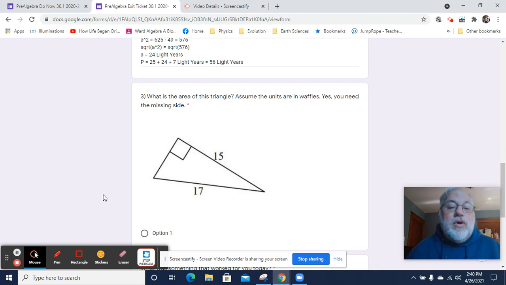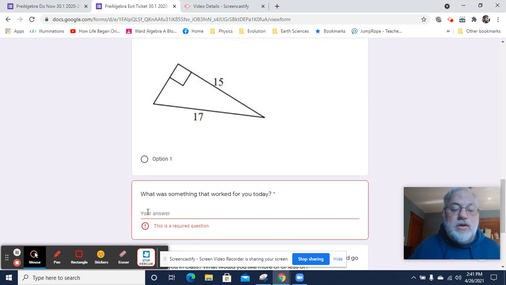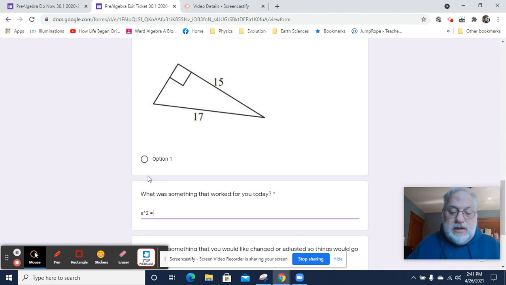Now we're going to measure the area of this triangle in waffles, and they're square waffles, of course. So you do need a missing side. Let's work out that missing side. Oh, I'm glad I did this now because I see I just have an option 2. So I'm going to put my answer here, and then we'll clean that up afterwards. I'll do the edits to this. So I have a hypotenuse, that's my C side, and I have a leg. I'm just going to say this is A. So A squared is going to equal C squared minus B squared.